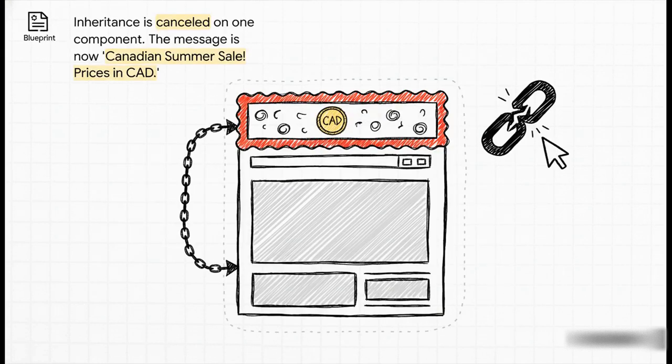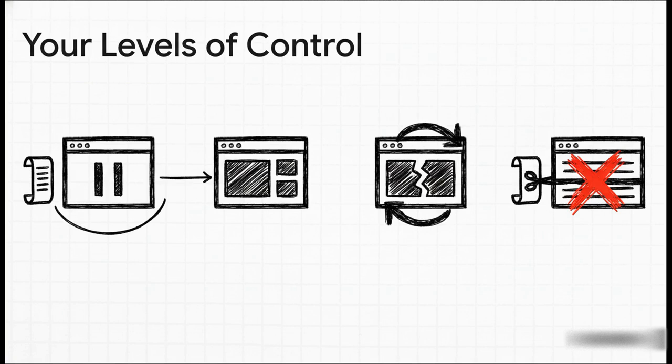Watch this. A local content editor can just hop into that one component and break the connection. You can see that little broken chain icon there. Now they can change the text to Canadian summer sale, prices in CAD. And here's the magic. The rest of the page, it's still connected to the blueprint, still ready to get updates. But this one specific banner is now owned and managed locally. So cool.